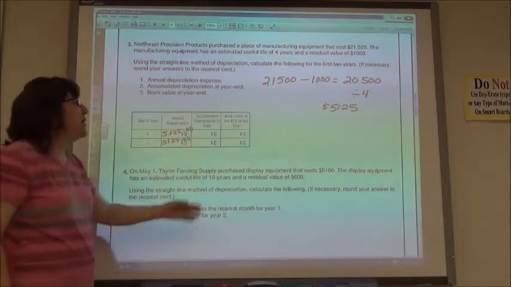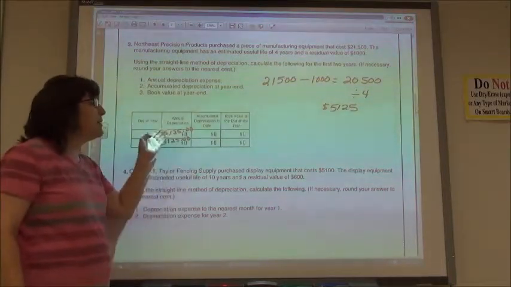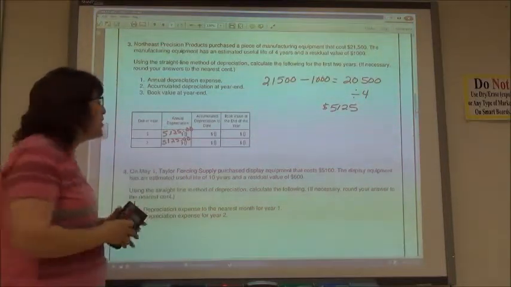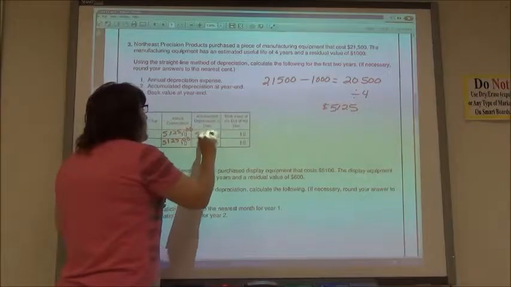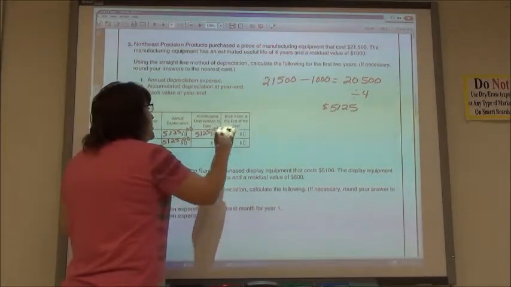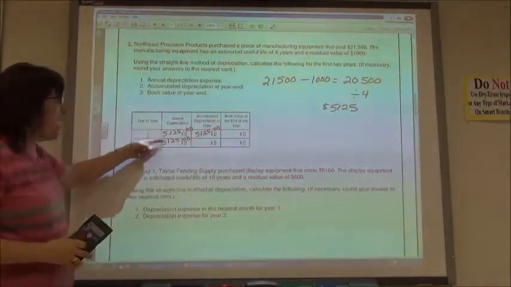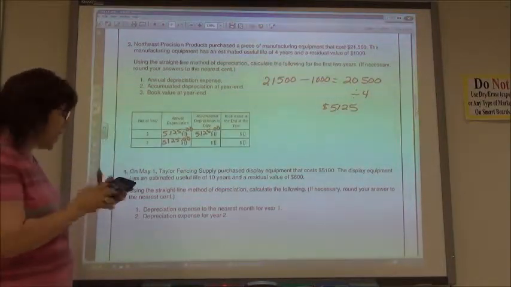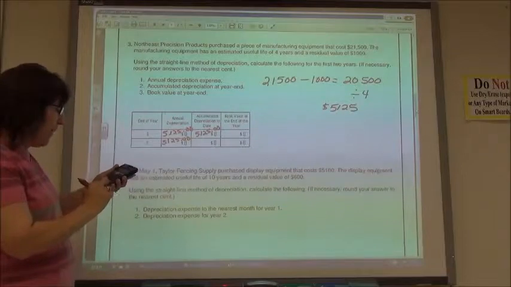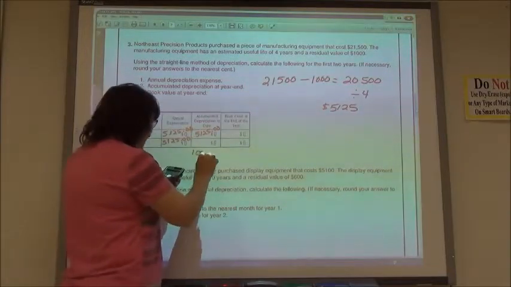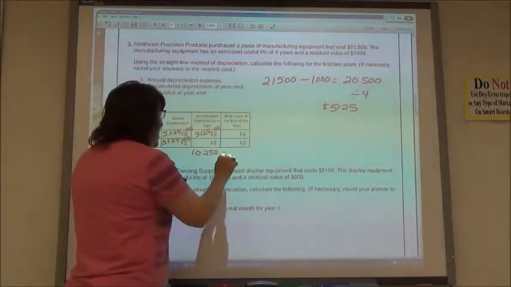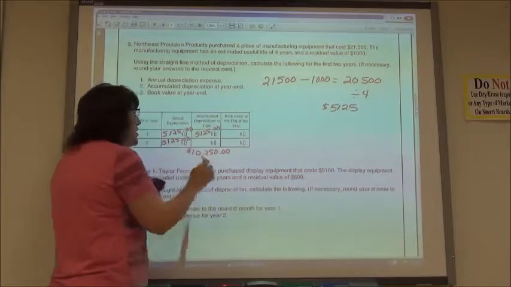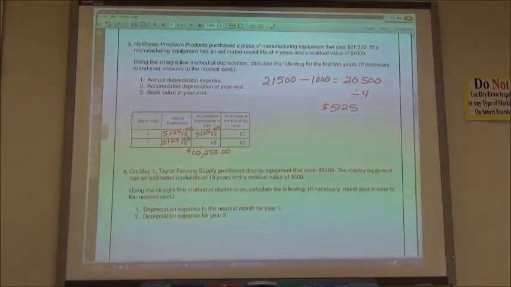Accumulated depreciation. For year 1, it's going to be the same as the annual because that was the only depreciation you've had, $5,125. Year 2, we have it twice. So I can either take this plus this or just multiply by 2 since it's the same number. So $10,250 would be the total depreciation after year 2. And then it wants us to find the book value.